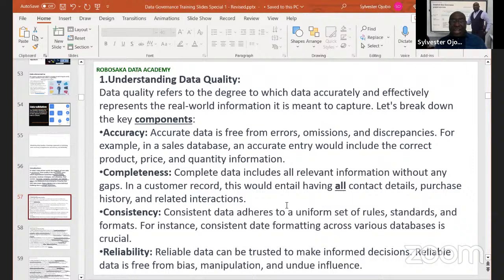So completeness means all contact details, purchase history, and related interactions. If you buy something online, after the purchase they will advertise something straight to you in one way or another, because they know your history and how you buy. The information has to be complete. They have to gather your information when you register in their database or on their app.